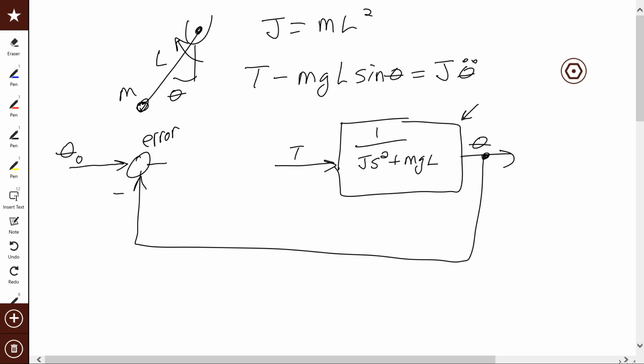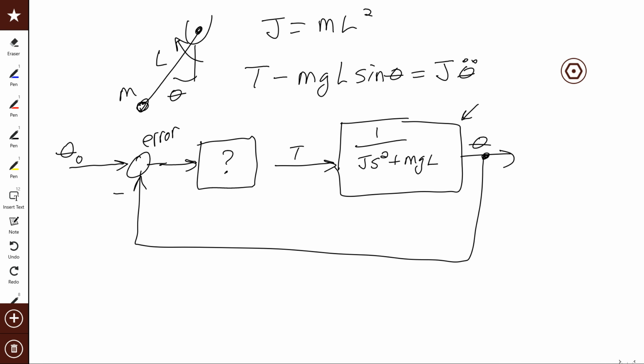And then what you do is you put it through a block, and I'm not sure what I named that block. I think I put a question mark on it. You're going to put something in here, right? You're the designer. You're going to decide what to put in that block. And that block is going to tell me how to take the error that I measure and turn it into a torque. I'm going to do some mathematical function to it and get a torque, right?